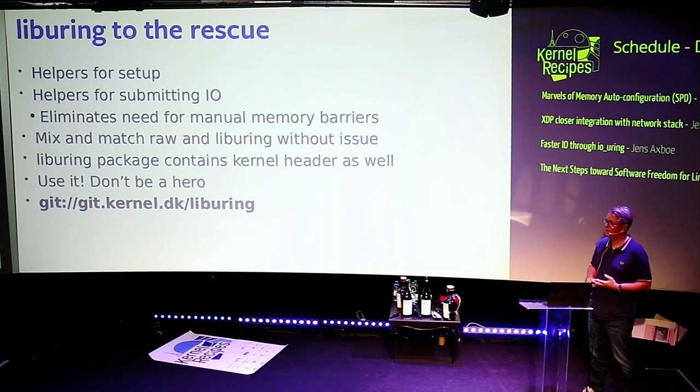The liburing package contains kernel headers as well, so you don't need to have an updated kernel. It contains everything you need. So I would just say, you know, use it, don't try and be a hero and use the raw interface. I don't think there's a really good reason for it when we can condense it down to something that's much more simple. And that's the resource for liburing.